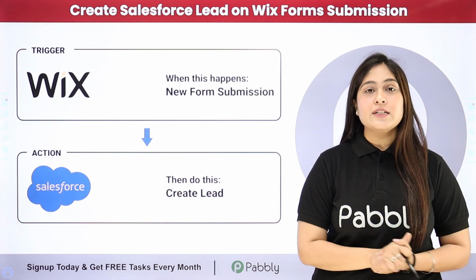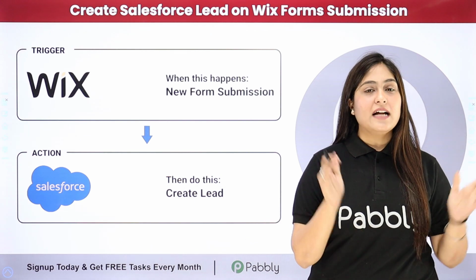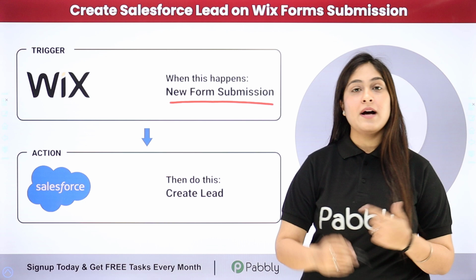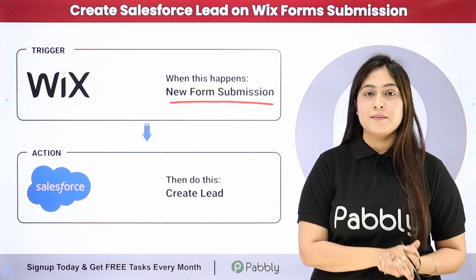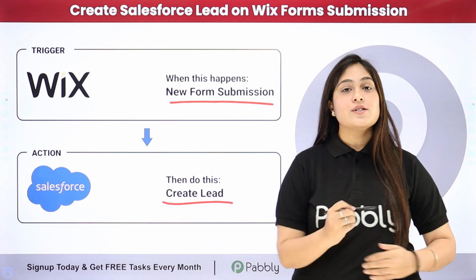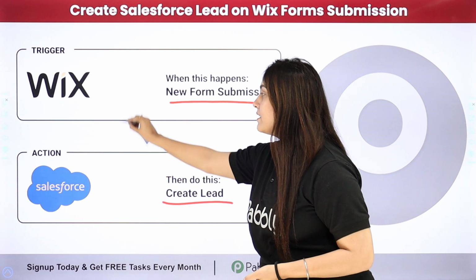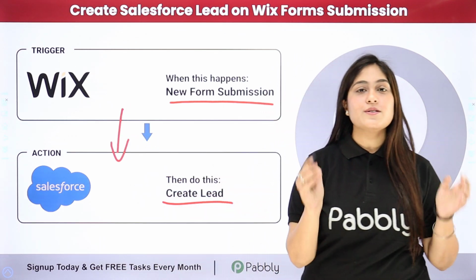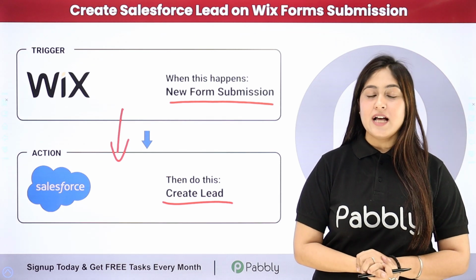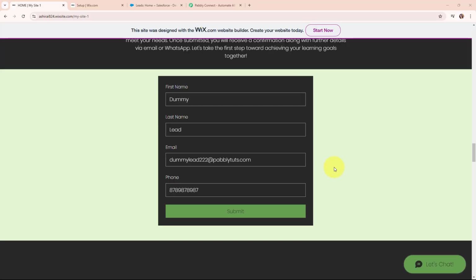So I've connected an inquiry form on my website that I've already created using Wix Forms. And here my objective is that whenever I receive a new form submission, then automatically the person who has submitted the form should be created as a new lead in my Salesforce account. So now here to automate the entire process, I need to connect my Wix Forms with my Salesforce using an automation software named Pabbly Connect. So to see the working of this automation and to learn this process step by step, let me take you to my screen. Welcome to my screen.